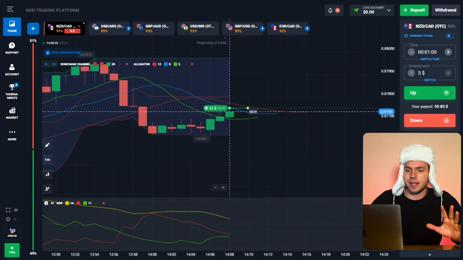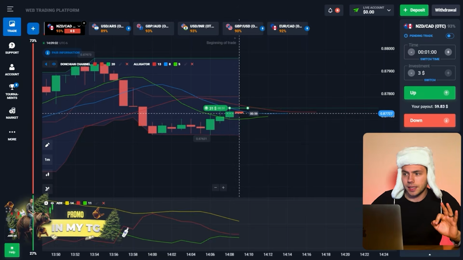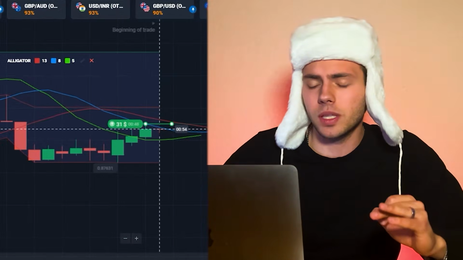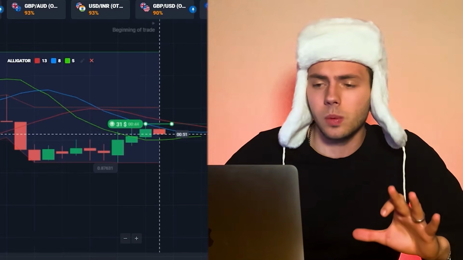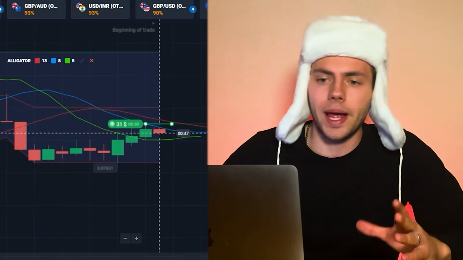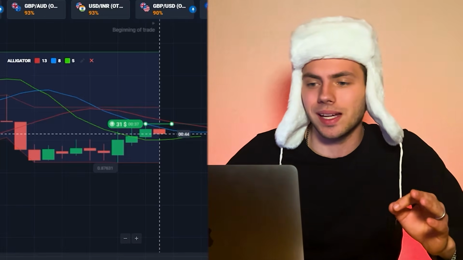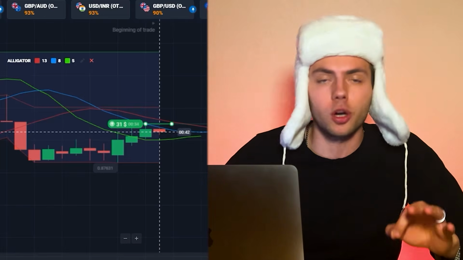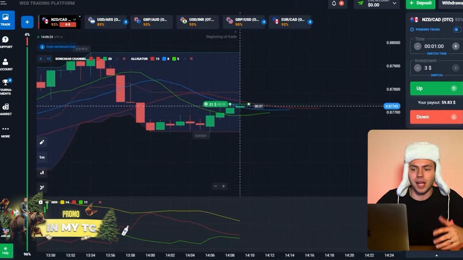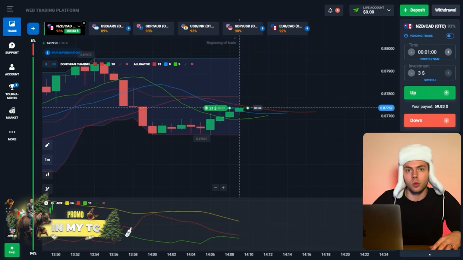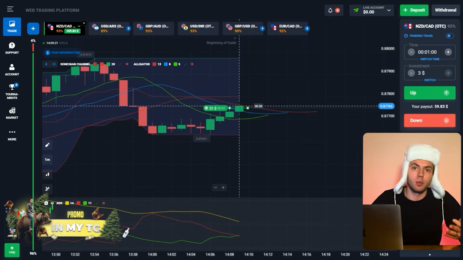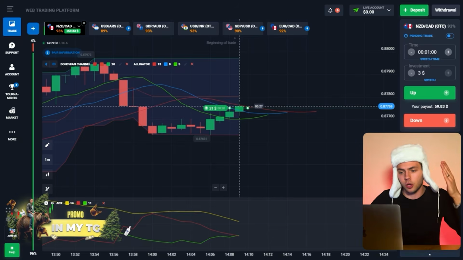Once we reach the alligator, the intersection with the jaws, here is the first sign that we need to open a buy trade. Meanwhile, we have a Donchian channel, and once the price reaches the bottom border of the Donchian channel, it is gonna reverse from it and either go down or go up depending on where the price is. Here we are reversing from the bottom border of the Donchian channel. That is why we're gonna go up.